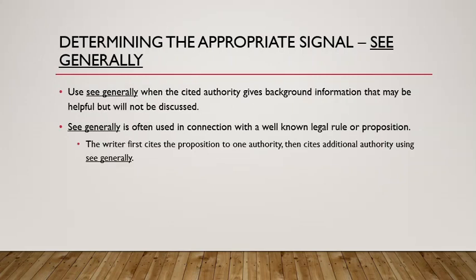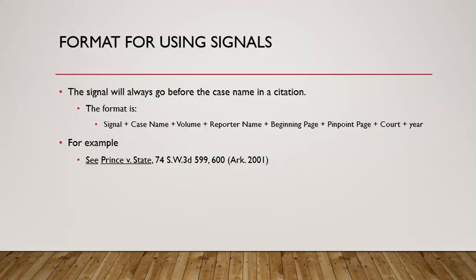See generally. Use see generally when the cited authority gives background information that may be helpful but will not be discussed. See generally is often used in connection with a well-known legal rule or proposition. The writer first cites the proposition to one authority and then cites additional authority using see generally.